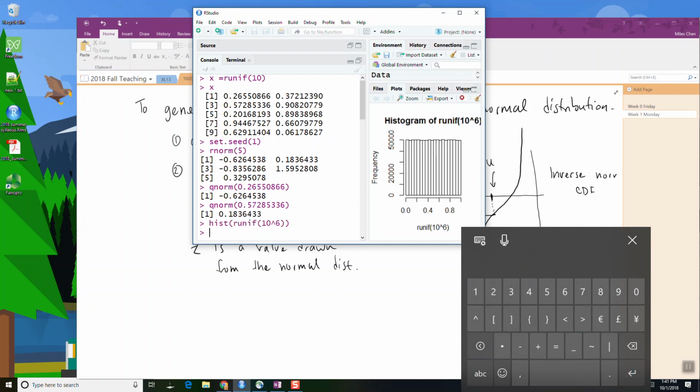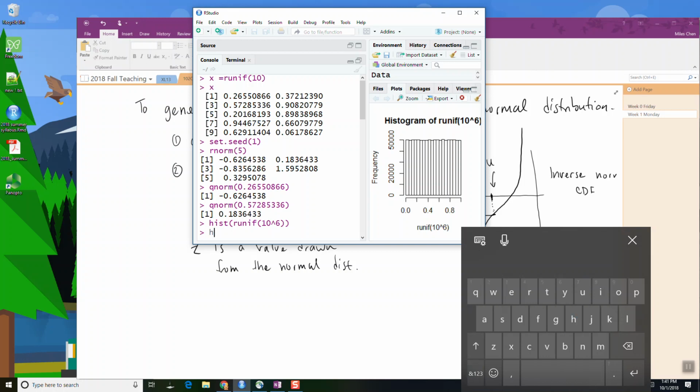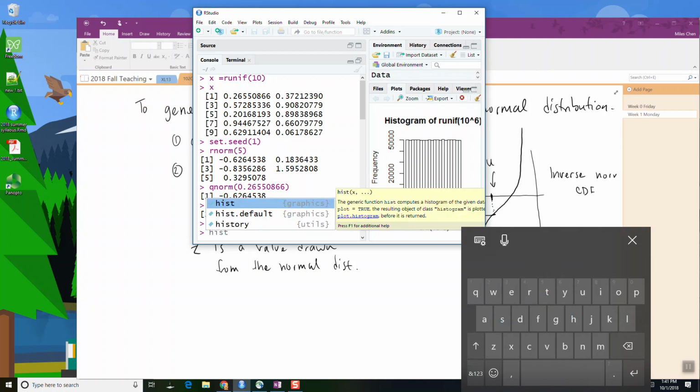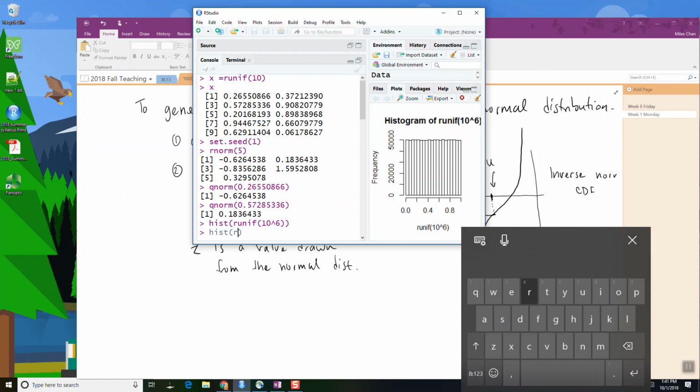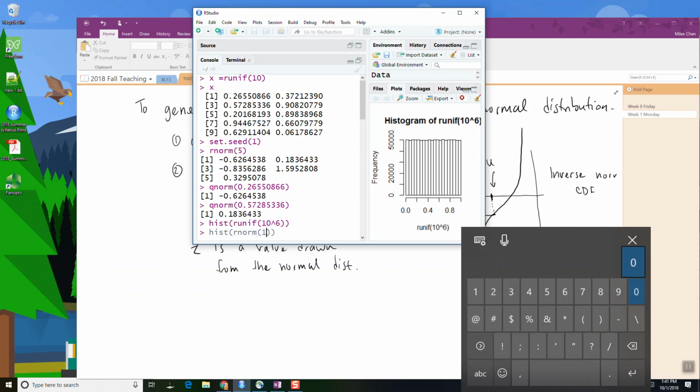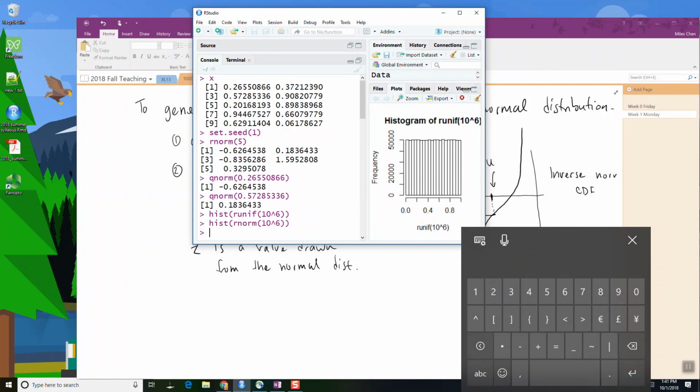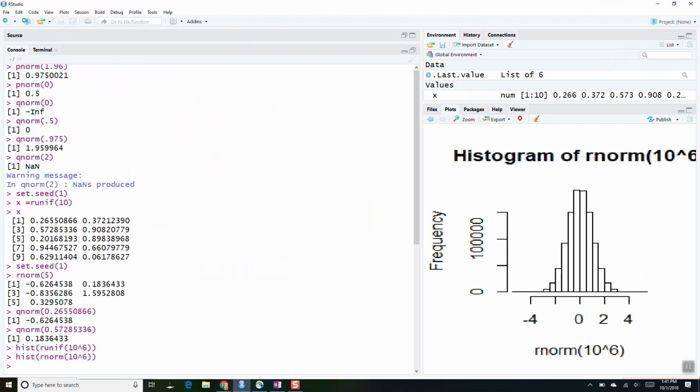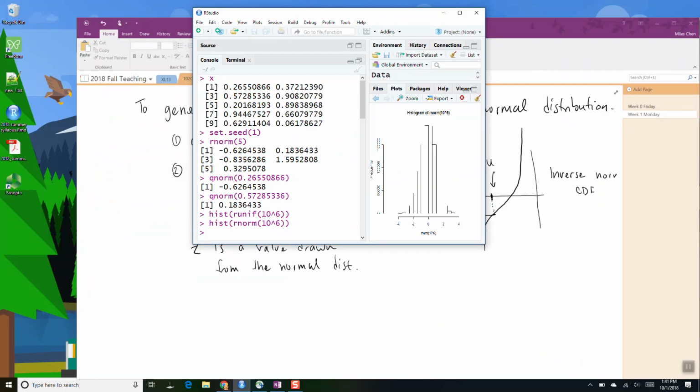Okay, so there's a million random uniform values. And if I ask for a histogram of a million rnorm values, random normal values, 10 to the 6th, indeed we get the normal distribution. So when we use these methods to generate random values, we indeed get values that follow the desired distribution.